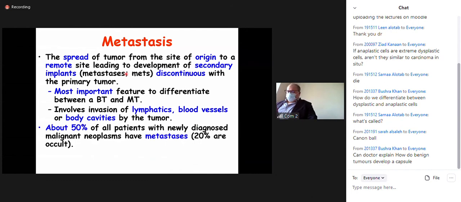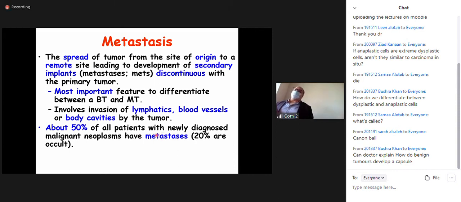All right, so now, for the most part, again, benign tumors do not metastasize. Keep that in mind. Malignant tumors, by decree, metastasize. How do they metastasize? They metastasize by either the lymphatics, the blood vessels, or the body cavities. Now, this is an important statement to keep in mind. About 50% of newly diagnosed cancer patients present with metastasis. How about that? That's a huge number, actually.